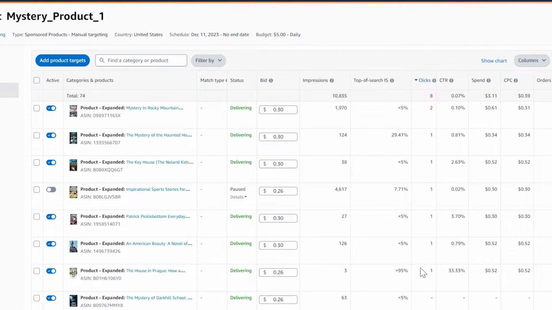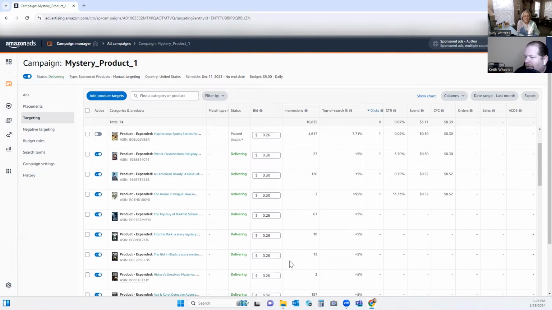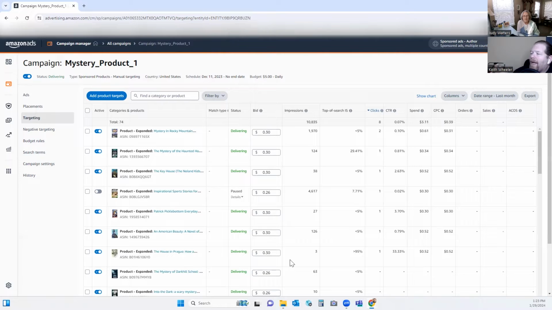This one's great. A 1-to-1 ratio, I would definitely up that one. If we had more than just one, I might even up it to 35 cents, but let's just keep it at this. And again, the important thing is to make sure that you keep an eye on it. I would say at least every couple of days. And all right, so that's that one.